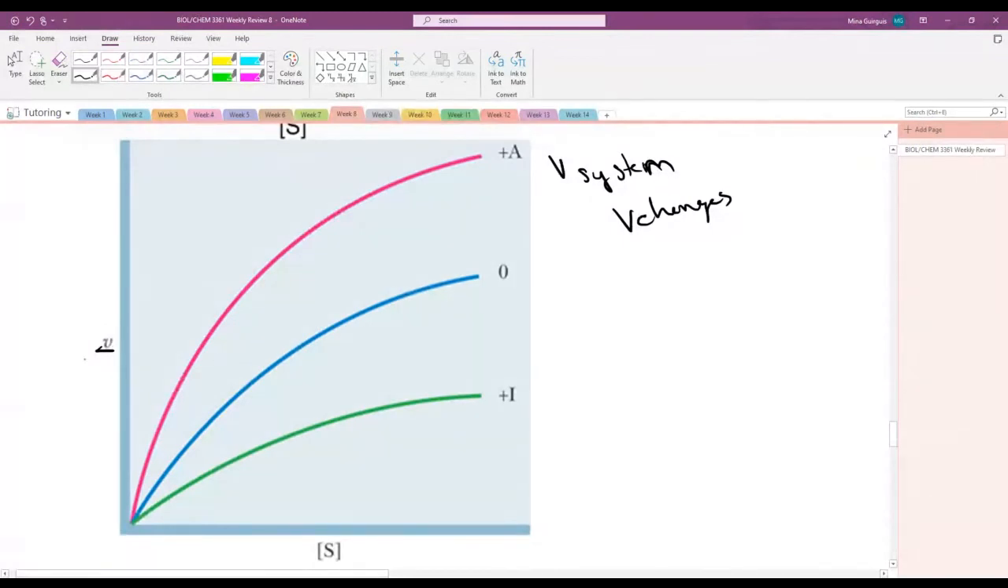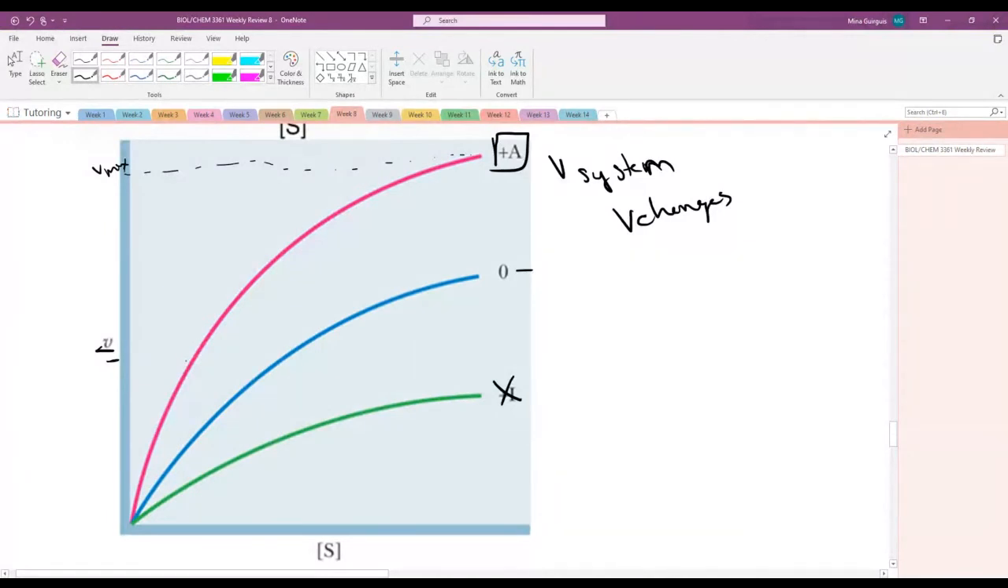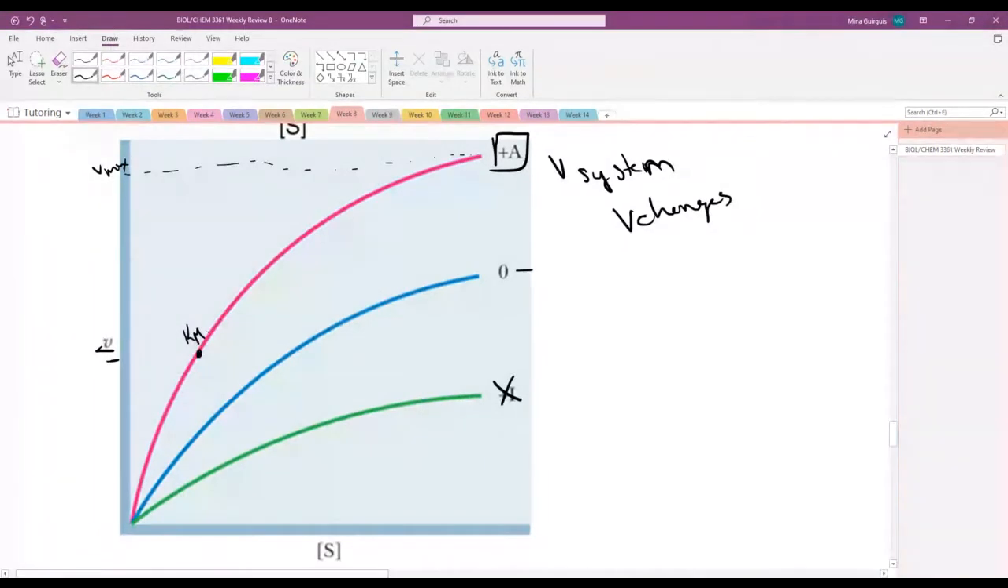V is obviously the maximum velocity, and we can see here that with an activator, it reaches a higher maximum velocity than neutral. With an inhibitor, it just goes really bad. However, it's really important to note here, if this is approximately Vmax, then maybe here would be half of that, give or take. So that would make Km right about here. I'm going to say Km just because I'm more used to it, but K0.5 is just as valid.